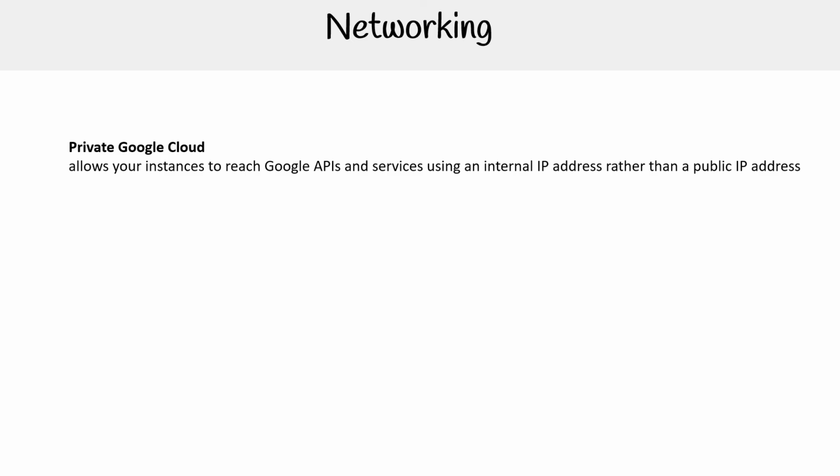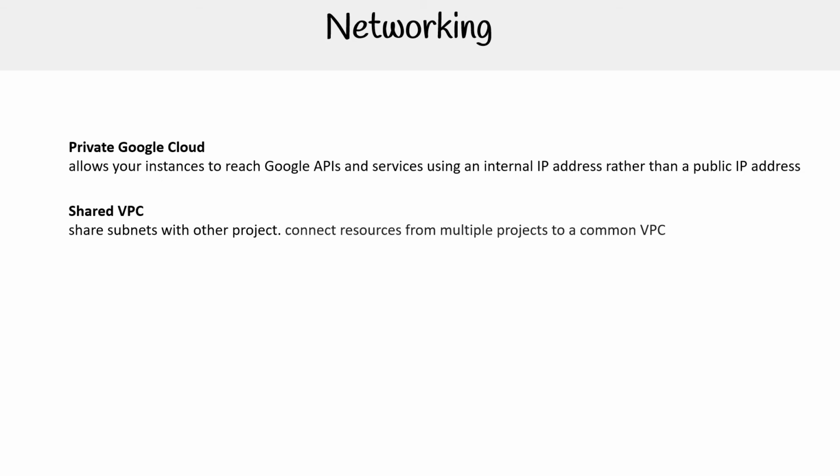This allows your instances to reach Google APIs and services using an internal IP rather than a public IP address. Sometimes services are publicly accessible, maybe like Firestore or BigQuery, and the idea is you want them to stay in the network, right? Because you're paying outbound or egress costs, or you're concerned about security. So having Private Google Access turned on is a good idea. That doesn't necessarily mean that your subnet is a private subnet because you turn this on. It just means that when it communicates with Google services, it's going to use a private IP address.